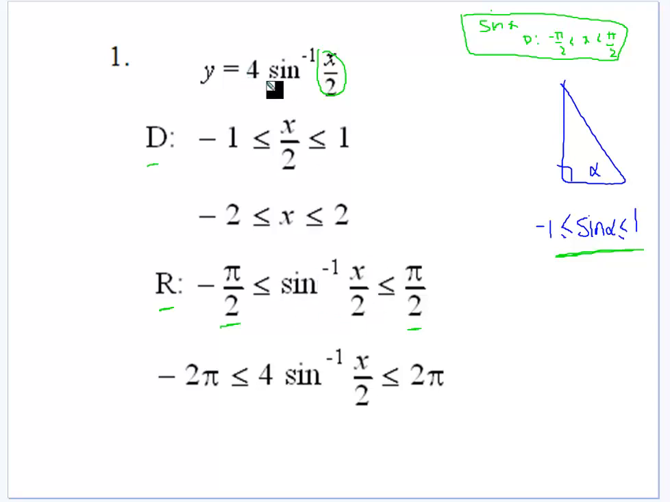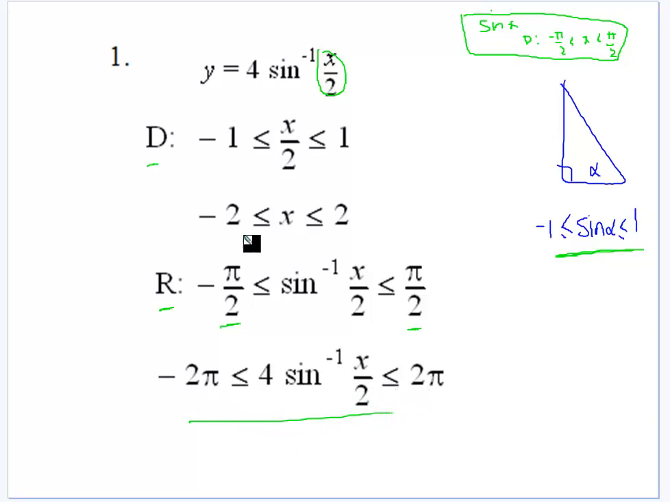Now, if we have a factor of 4 there, multiplying by all that, only that part has to be between -pi on 2 and pi on 2. But multiplying by 4 means our range will be increased by a factor of 4. So that's where our range is going to be. So that's what we're looking at.